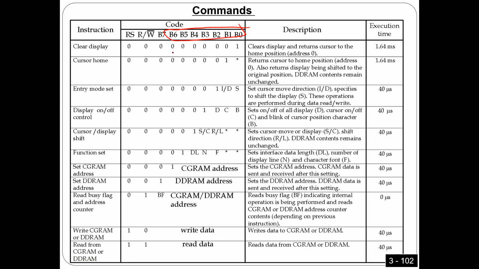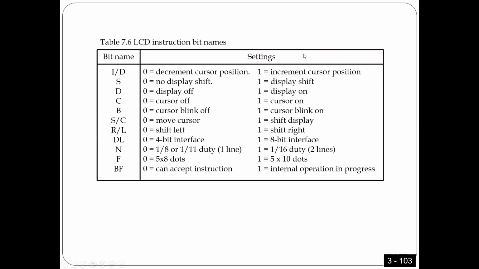So let's see what is written here. Look here, guys. If you send 10000, what is this going to do? It's written here. Number one is going to clear the display. Number two is going to return the cursor to the home position, which is address number 0. So what do I mean by the home address? I'm going to tell you.